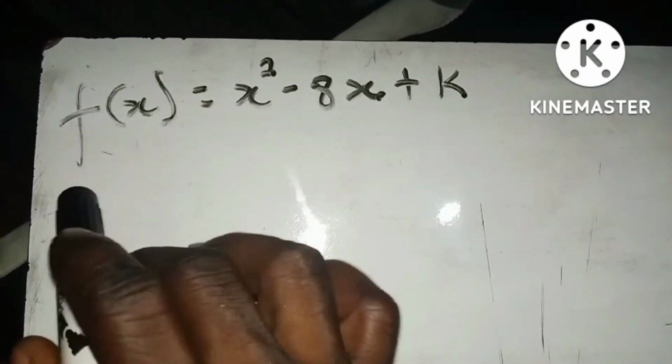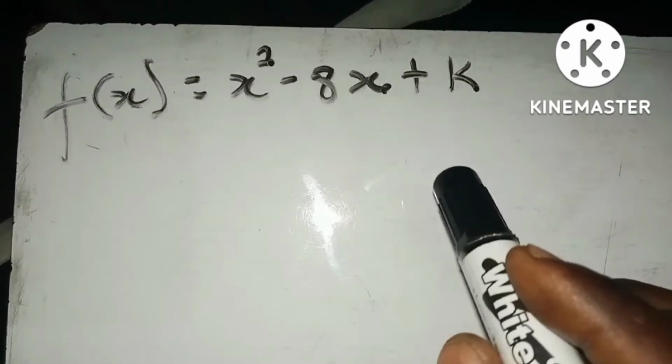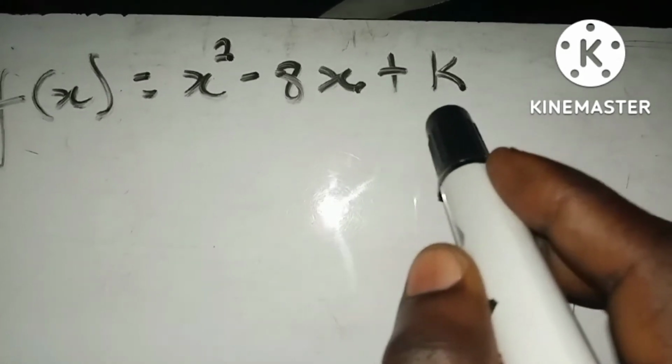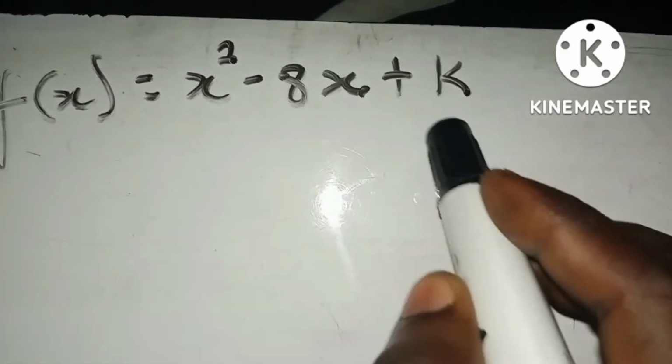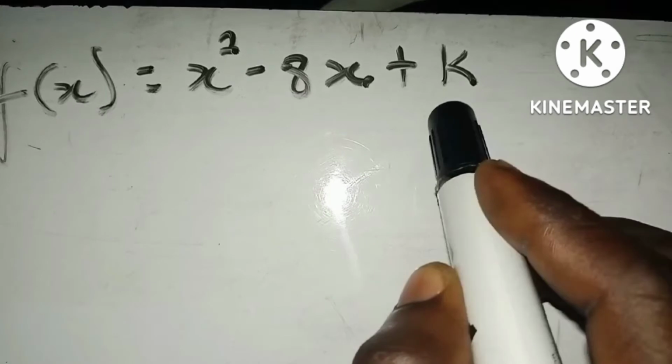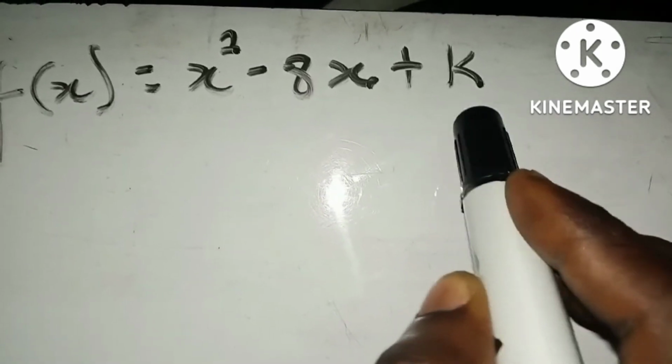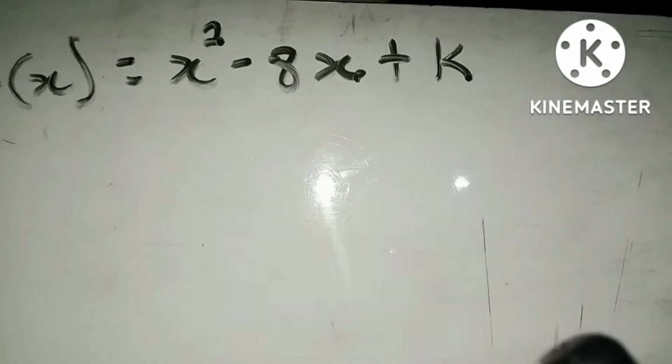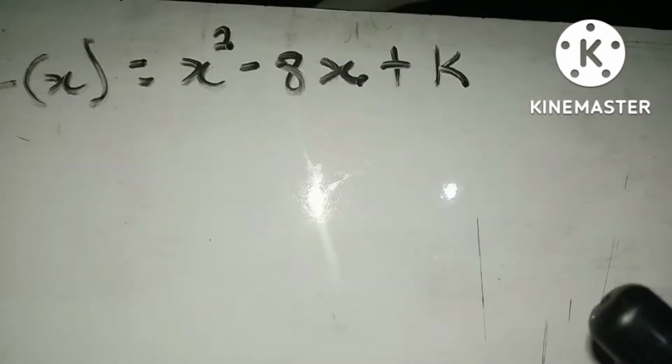So this is a given quadratic equation, but the problem here is that one number is missing, right? So you have this one to be a number here, which is k. So we are going to determine the value of this number based on certain conditions. So let's have a look at the question.